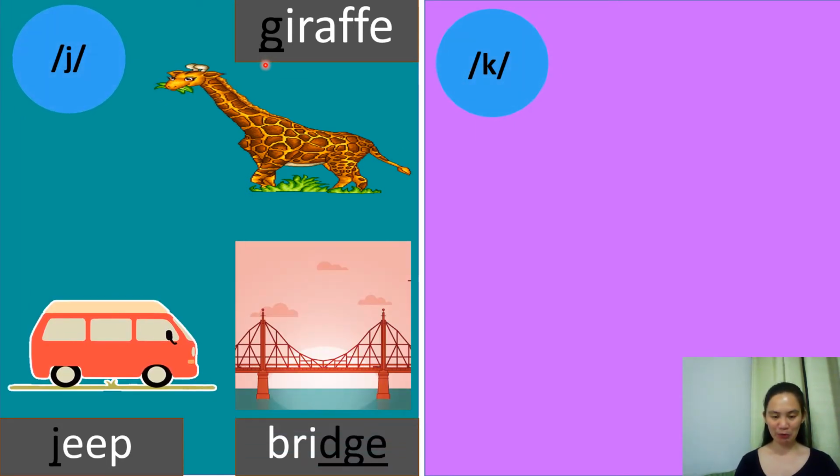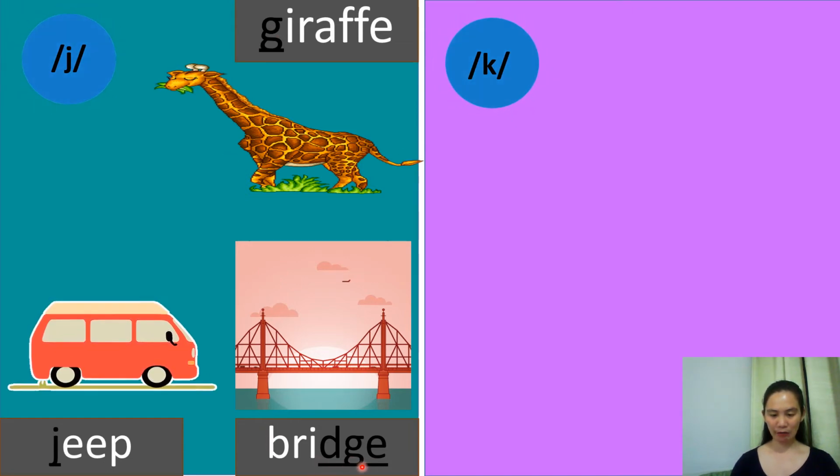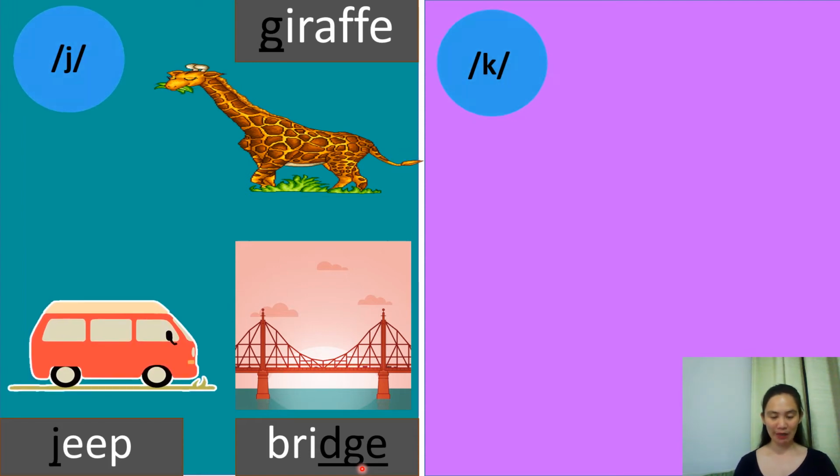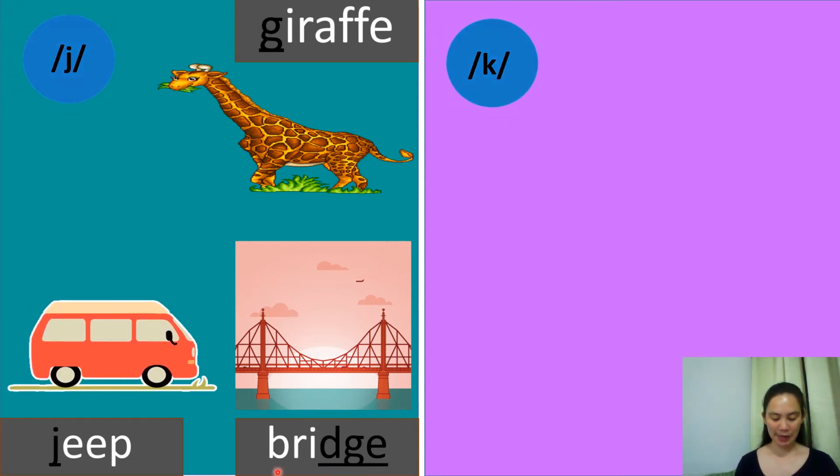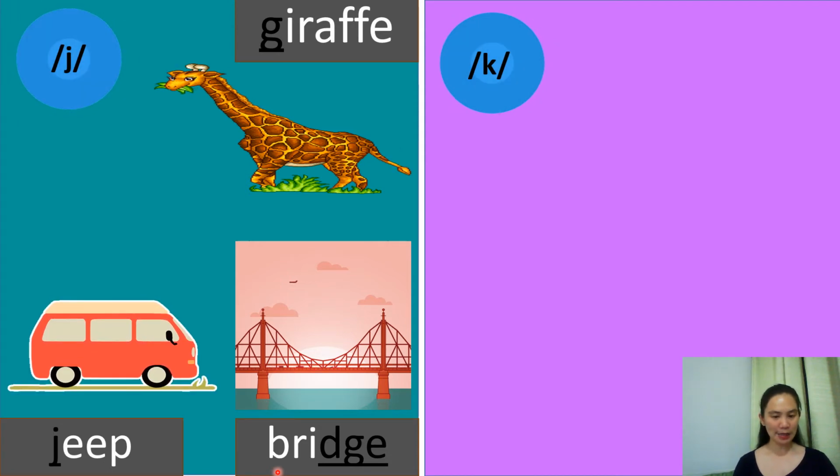Next, we have the word bridge. The letters D, G, E at the end of the word bridge is called a trigraph. Why trigraph? Because it is composed of 3 letters but has only one sound, and that sound is J. Now let's have more examples of words with DGE at the end. We have the words hedge, judge, and badge.